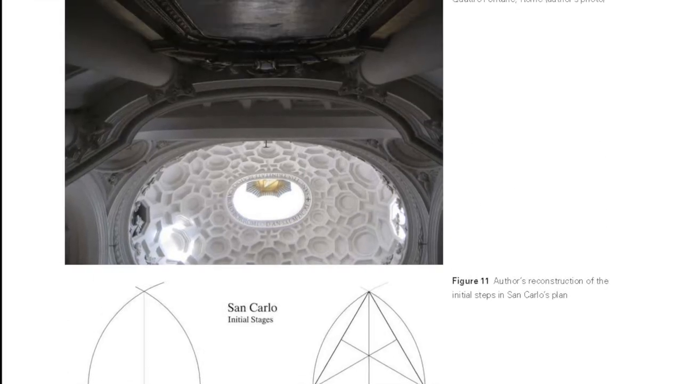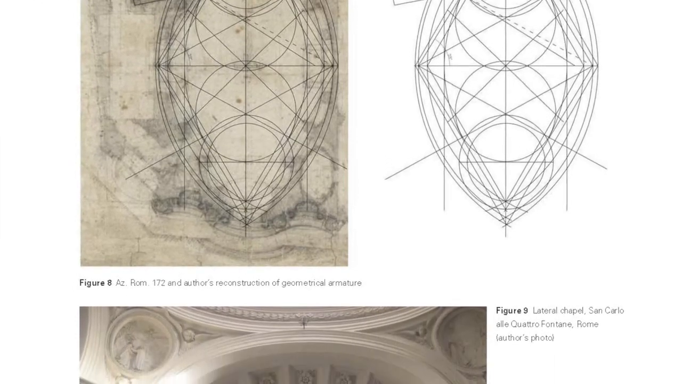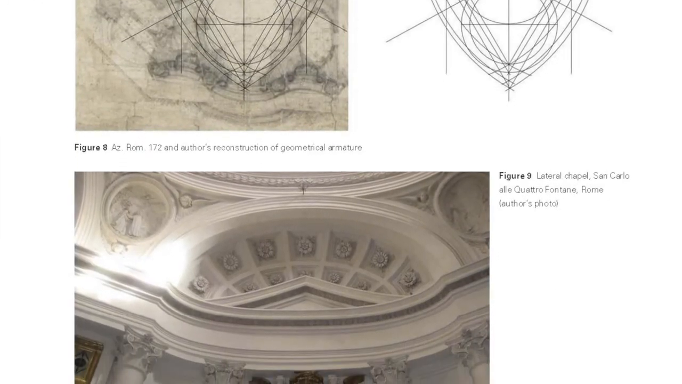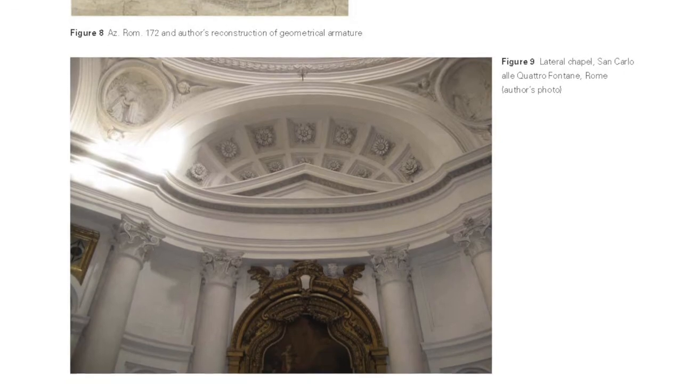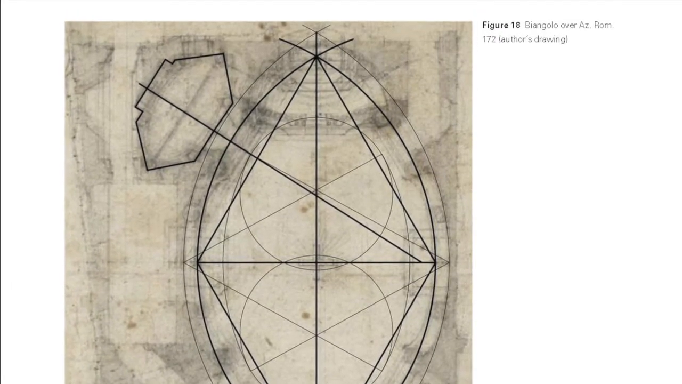Okay, so there you saw some Baroque churches from Italy that use geometry to define the shape of the domes and the plan of the buildings.